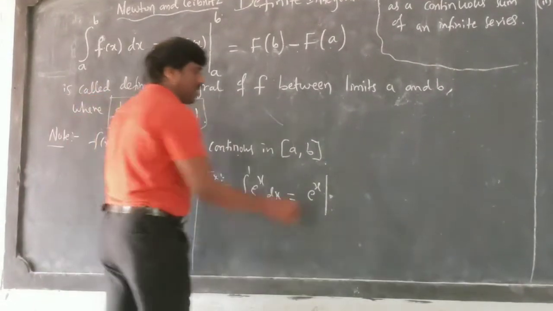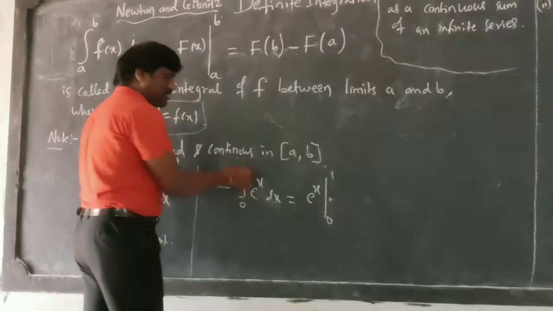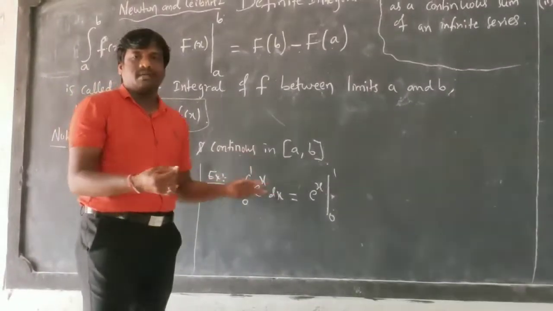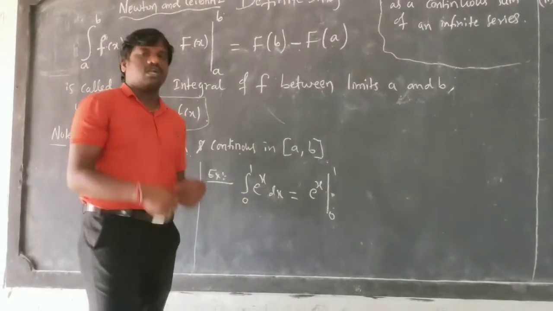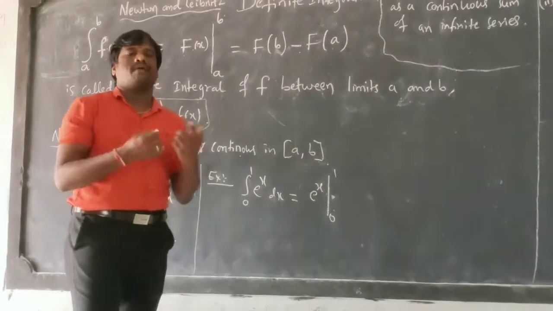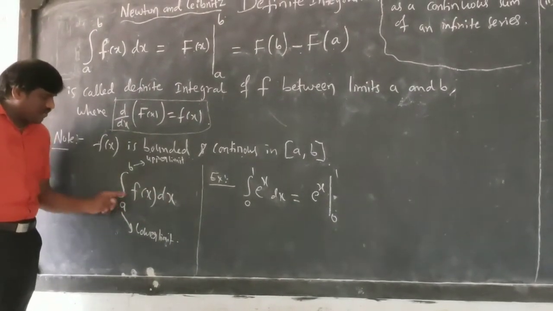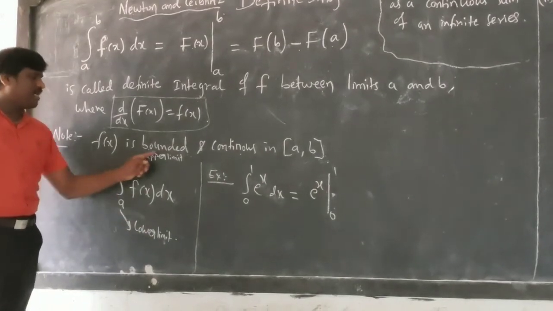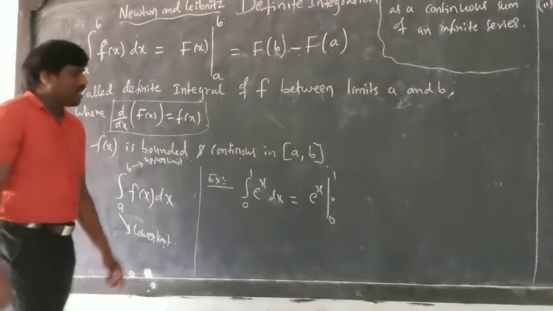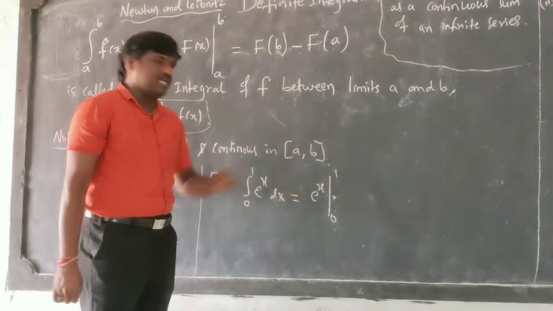Then you substitute the limits. These are called limits. 0 to 1 is a limit. Where 0 is called lower limit and 1 is called upper limit. This is what here, a to b f of x dx, where a is called lower limit and b is called upper limit. Now e power x integration is e power x.